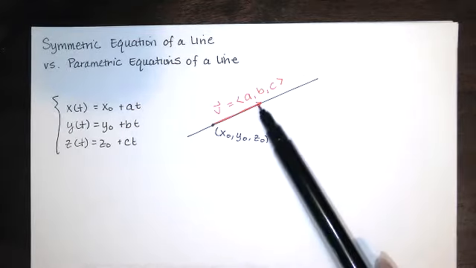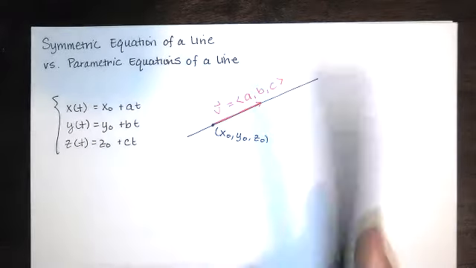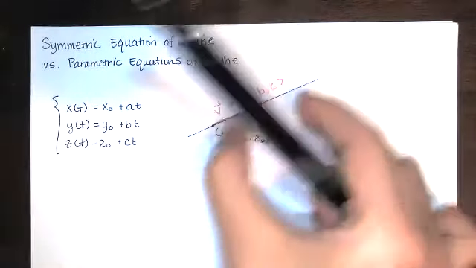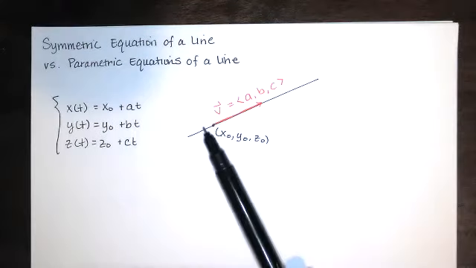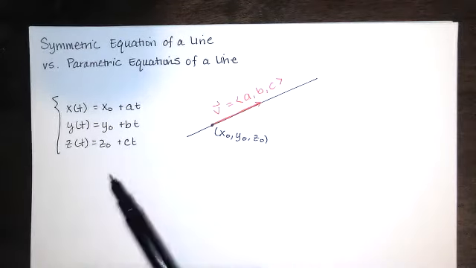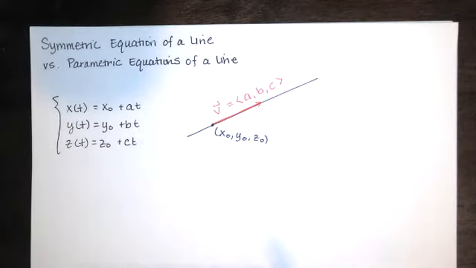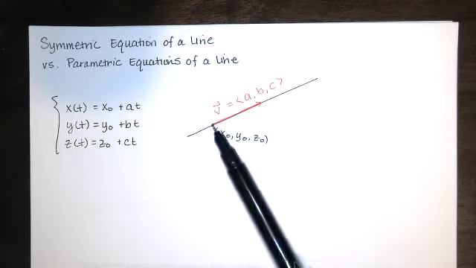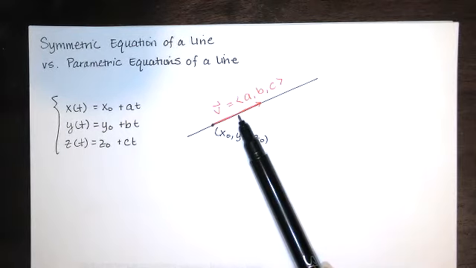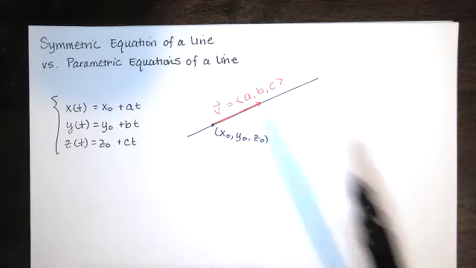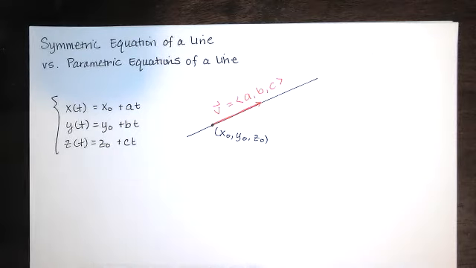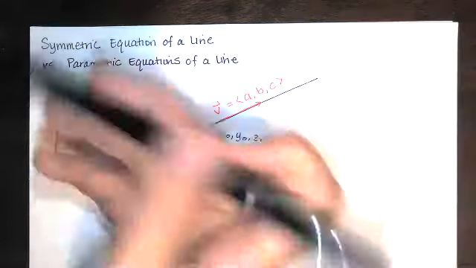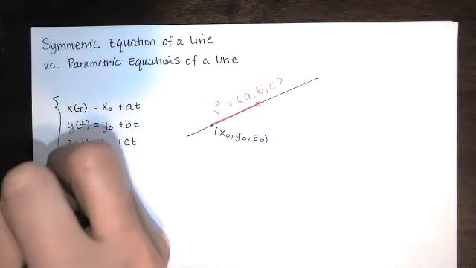If t equals 2, we'd travel along this vector twice on this line, and so on. If t is negative, we get all the points on this side. And of course, t doesn't have to be an integer. t could take on any value. So if t was 1/2, we'd go half of a, half of b, and half of c units in the x, y, and z directions respectively. Okay, so those are called parametric equations of the line.